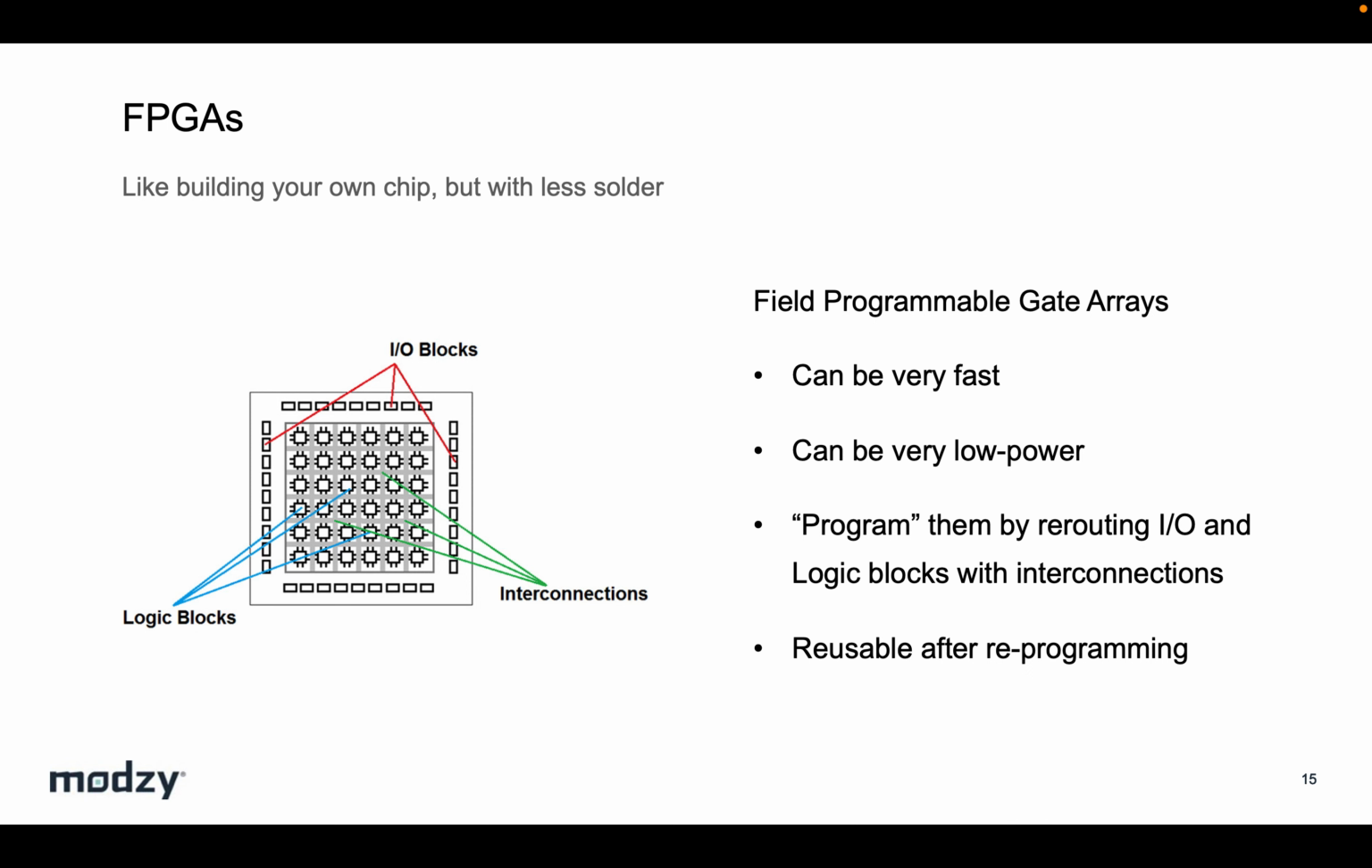But if you decide it doesn't work or you made a mistake, you can go back and programmatically change the function of this chip without again having to solder something new or build a new chip die. So it's a great combination of custom hardware but still being programmatic.